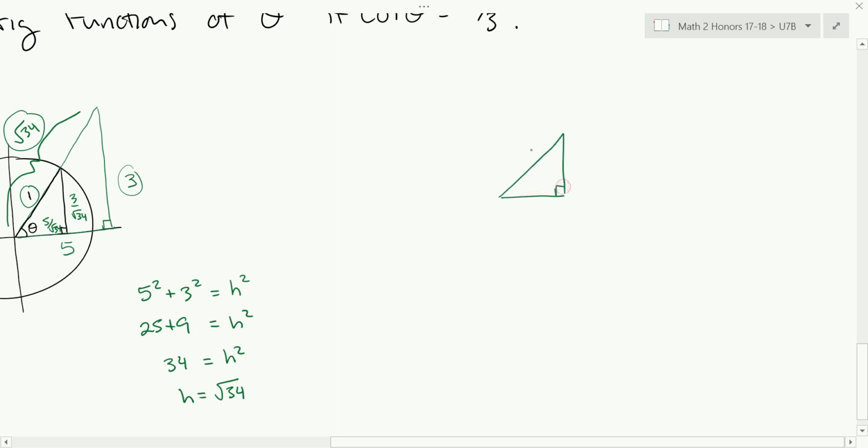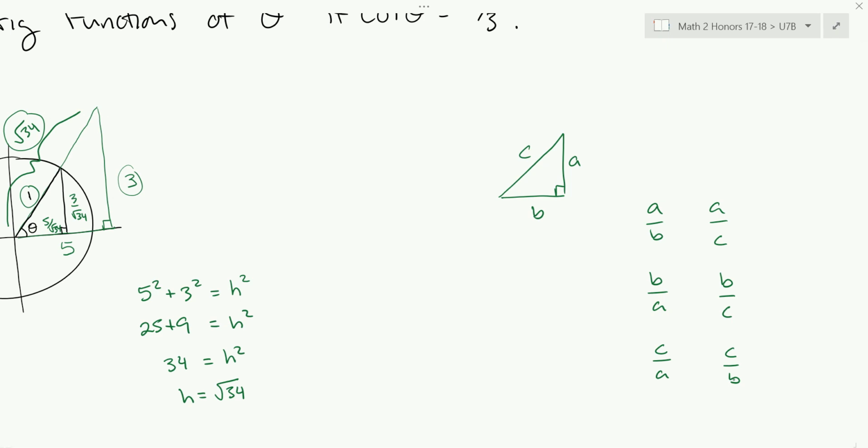If you have a right triangle, A, B, and C, and I just make it, how many different fractions can I make with those 3 letters? I can go A over B, A over C, B over A, B over C, C over A, and C over B. And those are the only 6 you can do. And it turns out that each of those represent a different trig function. And so that's where you're just naming them. And later on, we're going to graph each of these and look into that, and they have applications. Okay, but that's where it's coming from.